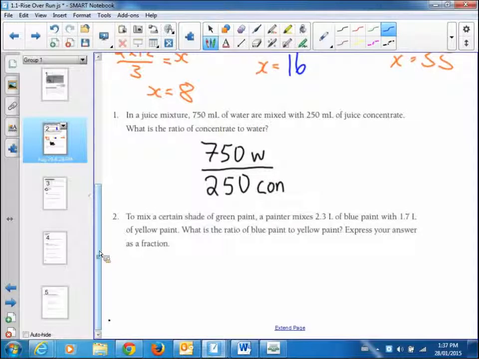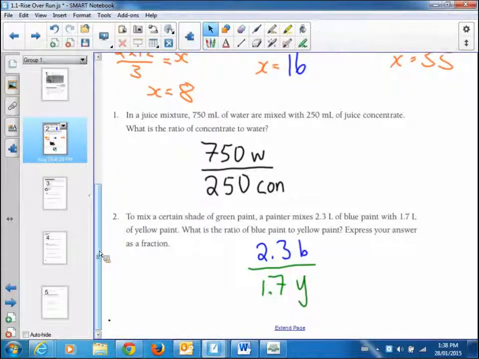Okay, I'm going to set this up now. 2.3 of blue over 1.7 of yellow. That's set up as a fraction. That's all we need if I'm just asked for the ratio.